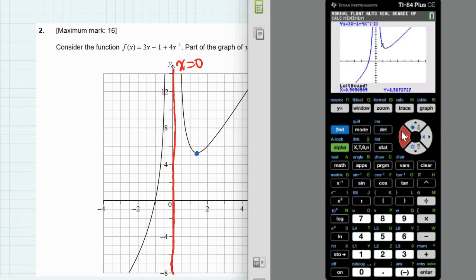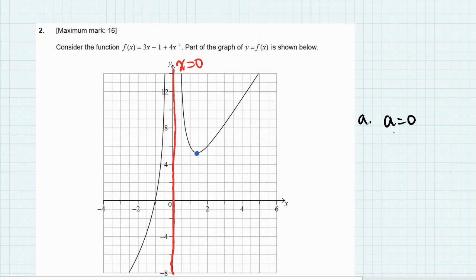Enter. Left bound. Cannot. Okay, that's fine as long as it is on the left of the minimum. Enter. Right bound. As long as it is on the right. Enter. Guess. No guess. And then the minimum is 1.3862, 5.24025. So B. What was the question B?